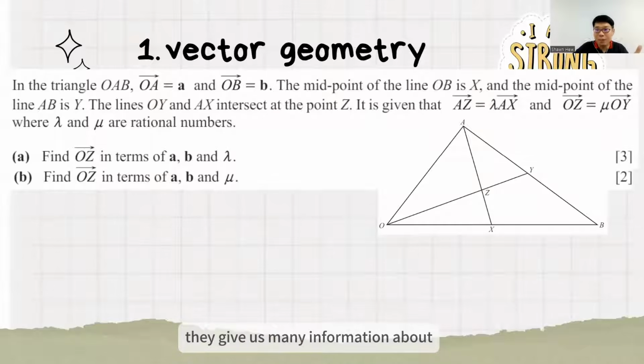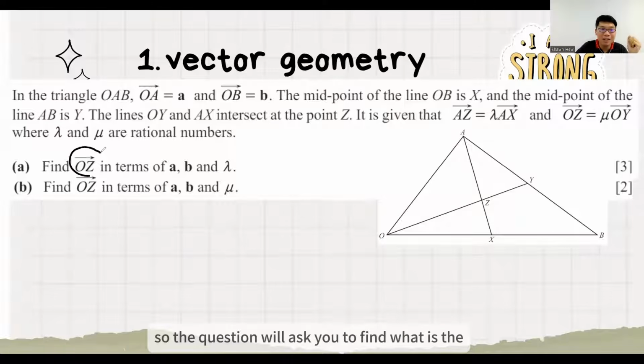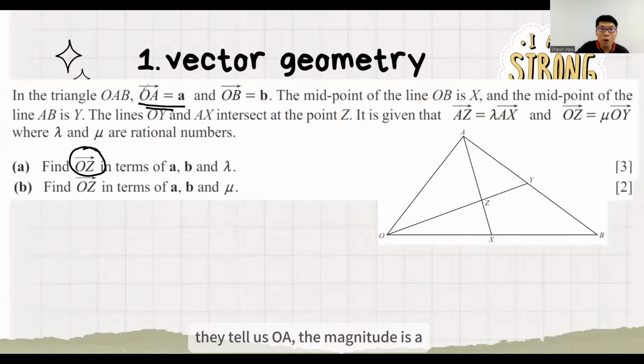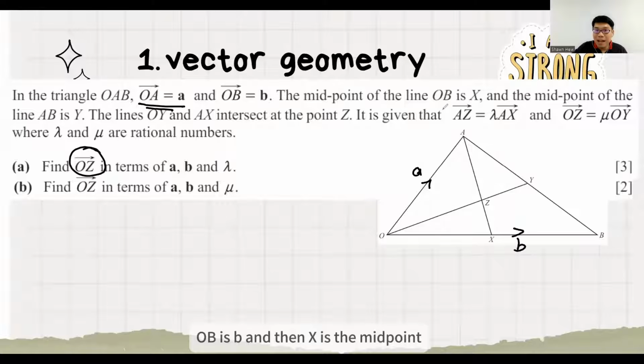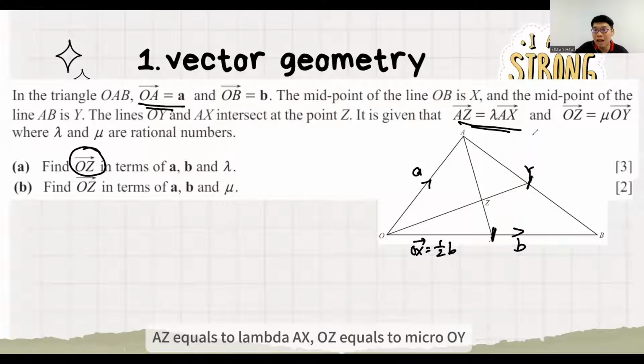Okay, so the first part of the question is very similar to maths. They give us a lot of information about from this point to that point, what is the magnitude and direction. So the question will ask you to find the specific vector that they request. They tell us from O go to A, the magnitude is A, OB is B, and then X is the midpoint. So O to X is half of it, so it's half B. And the midpoint of AB is Y, meaning that this Y is the midpoint of AB. AZ equals lambda AX, OZ equals micro OY.